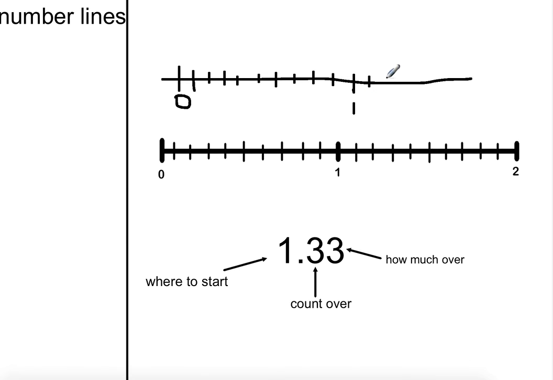So again, this would be 1 and 1/10, 1 and 2/10. So let's write 1.33. The first number again tells us where to start. The second number tells us how many times to count over. And then the third number just tells us how much over that tenths place we are. So if we look at 1.33, we would start at the 1, move over 3, so 1, 2, 3, and it's a little bit over. So we'd be about, oops, I'm going to change colors here. We'd be about right over in this area right here, 1.33.